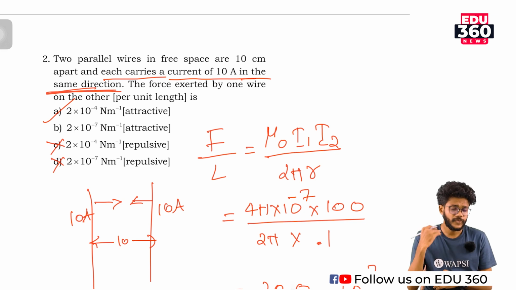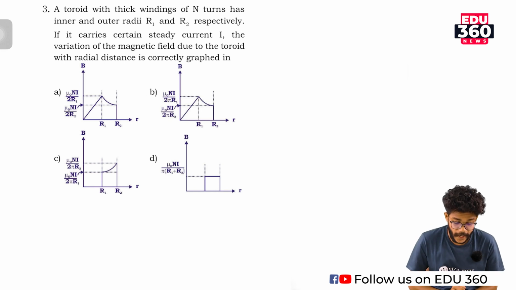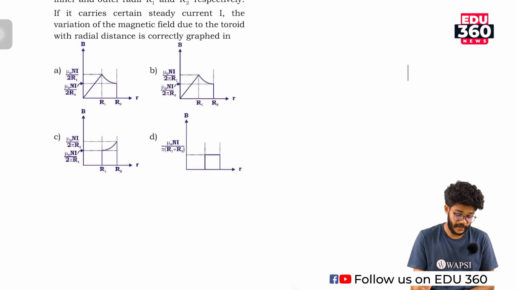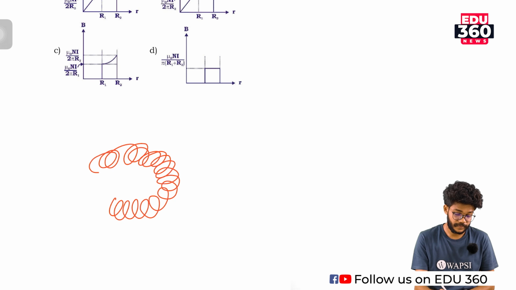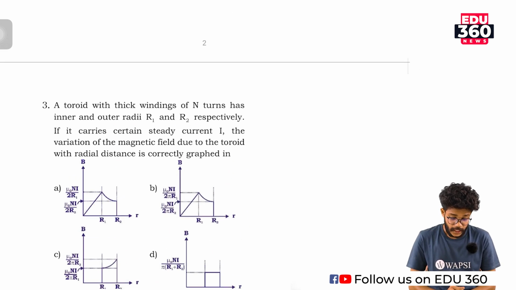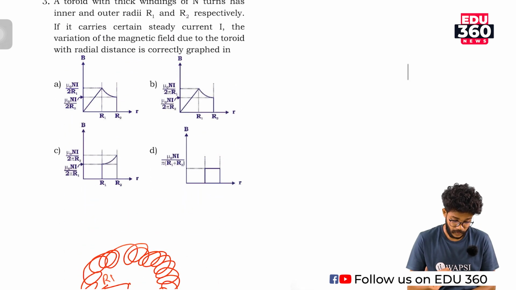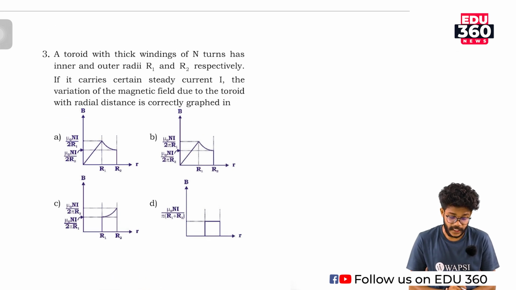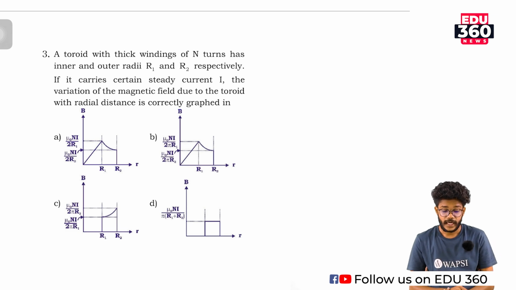Then we can move to the third question. A toroid with a thick winding of n turns. So we have a toroid, consider that this is our toroid, with an inner radius and an outer radius. This is r1 and this is r2. If it carries a certain current I, the variation of the magnetic field due to the toroid with the radial distance is correctly graphed in.